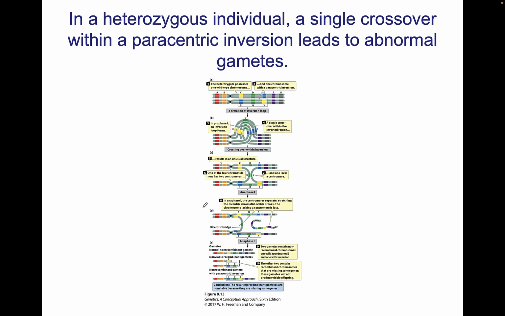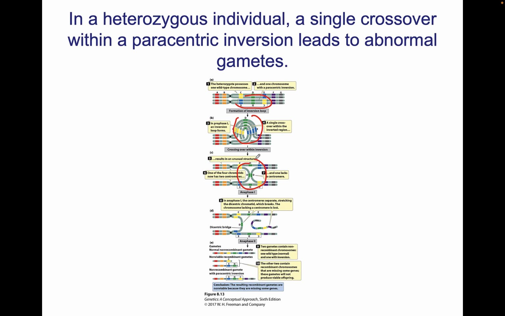A visual example of what I was just talking about, paracentric versus pericentric, would be this one. In A, you have what we consider to be normal, or wild type, and you can see the inversion here. In prophase 1, the inversion loop forms and a single cross occurs within the inverted region. So you have crossing over within the inversion, and it results in this abnormal structure that you see here.